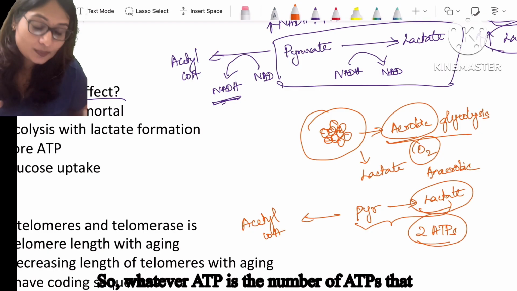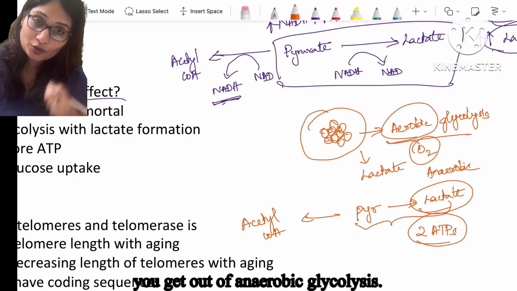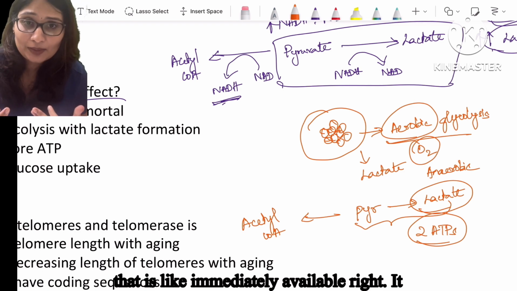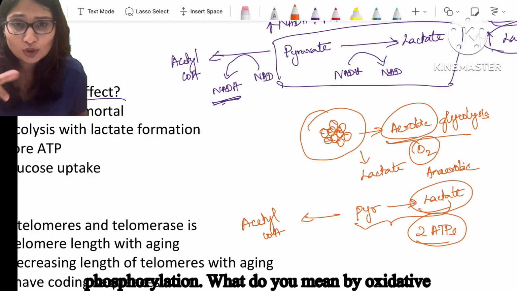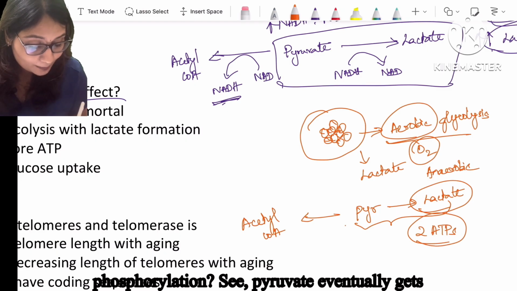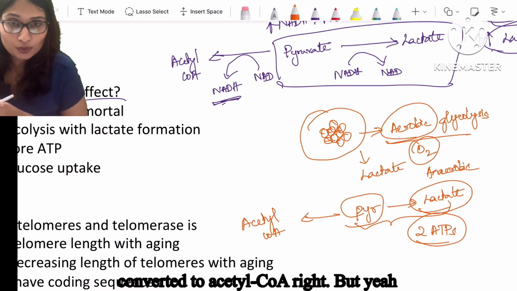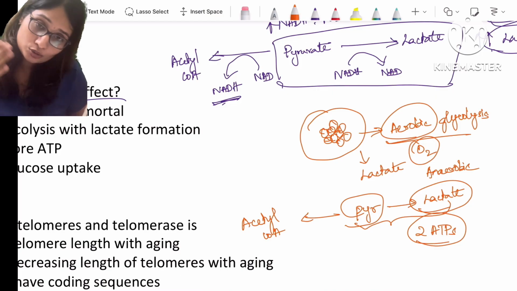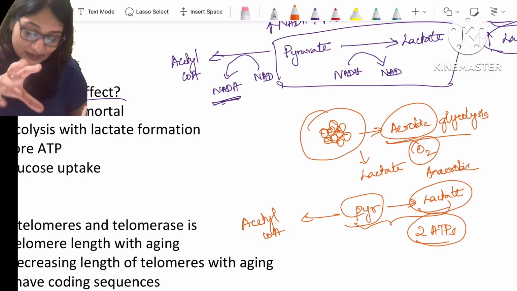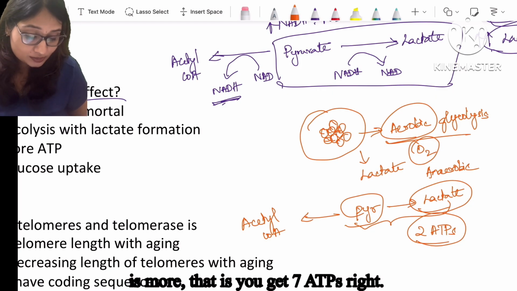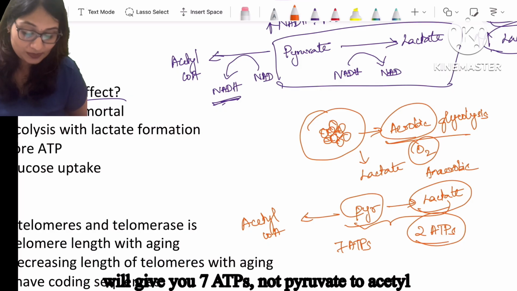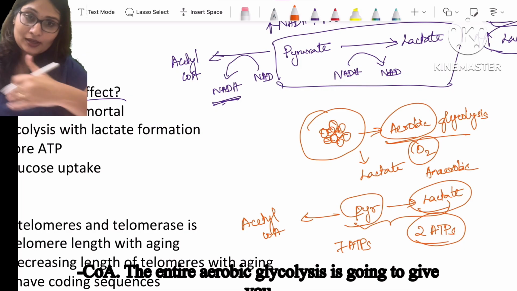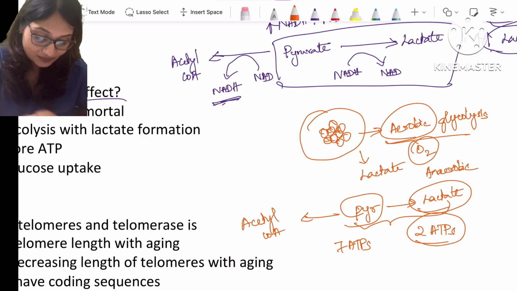The ATPs that you get out of anaerobic glycolysis are immediately available, right? It's an immediate source of energy, rather than oxidative phosphorylation. What do you mean by oxidative phosphorylation? Pyruvate eventually gets converted to acetyl-CoA, right? Although the number of ATPs produced by this mechanism is more, that is, you get 7 ATPs, not from pyruvate to acetyl-CoA alone, the entire aerobic glycolysis is going to give you 7 ATPs.